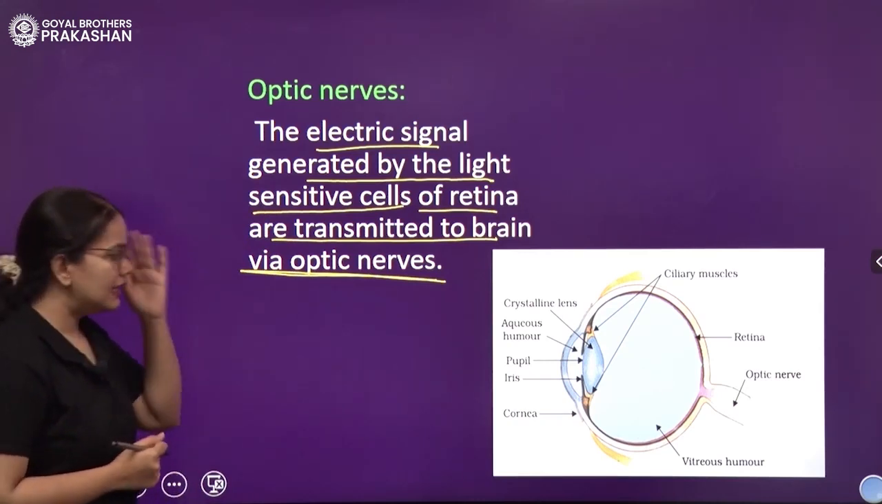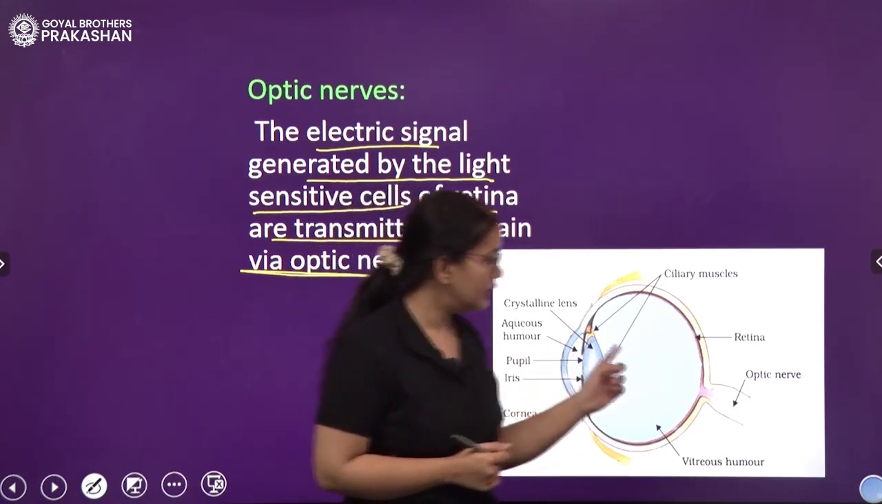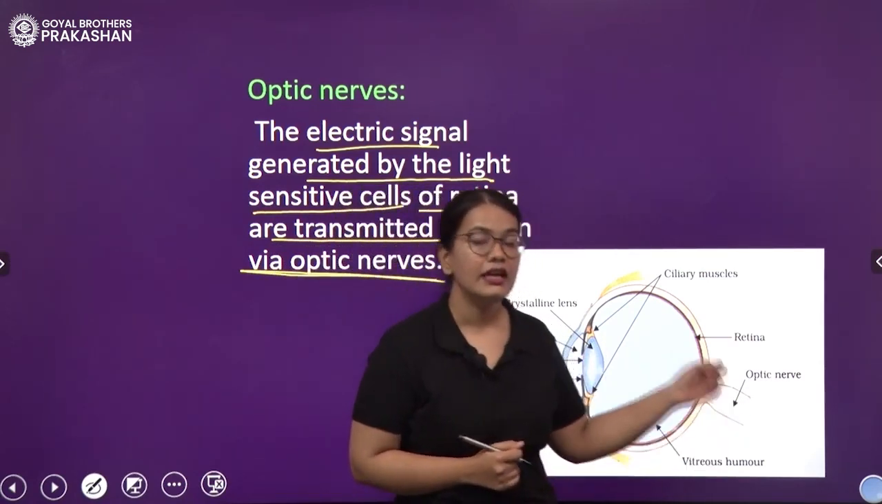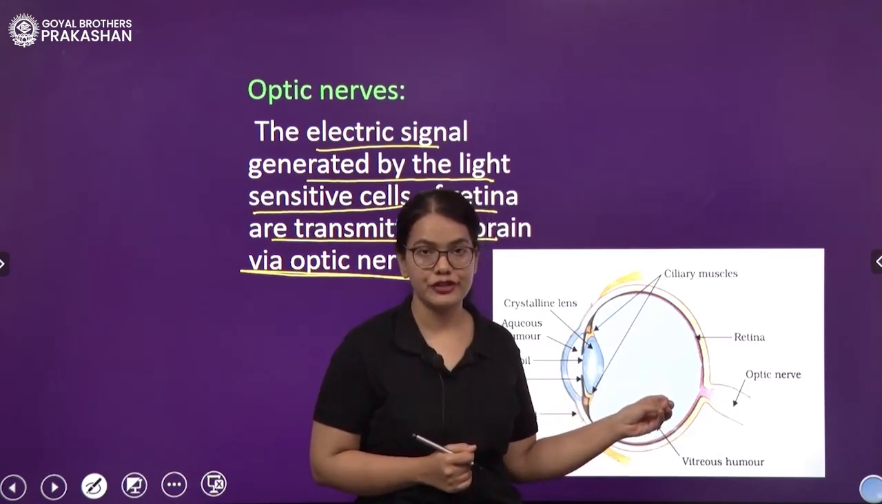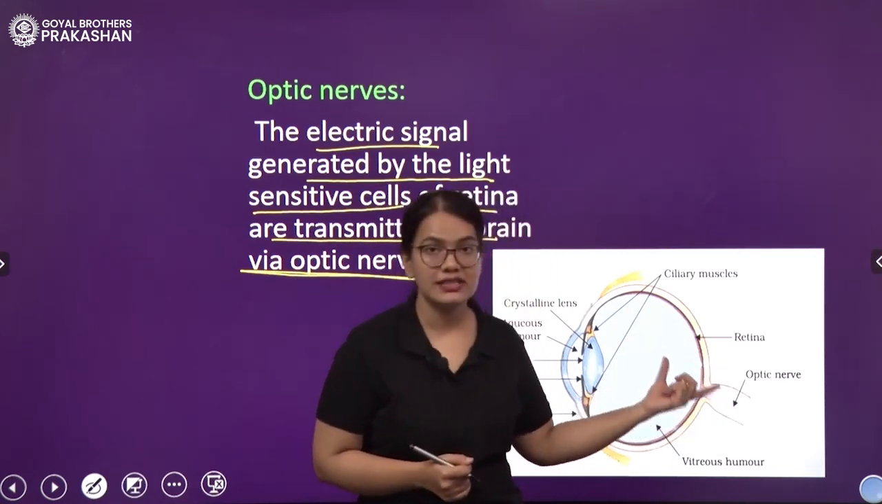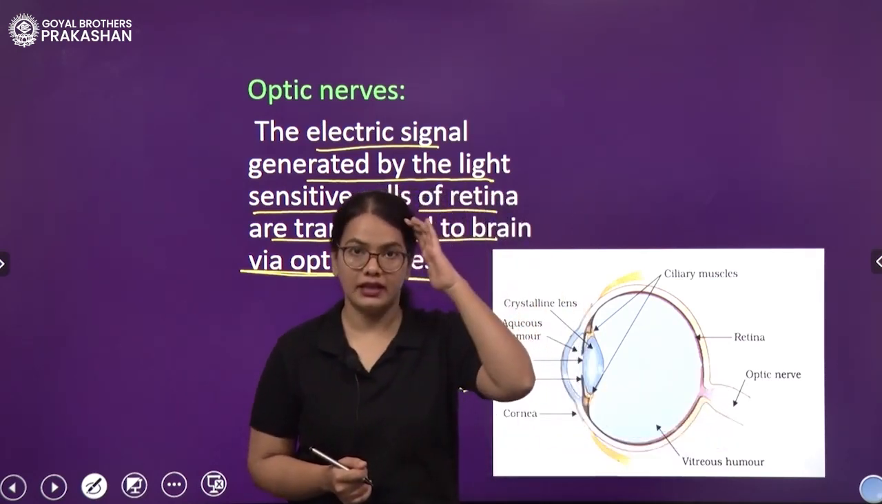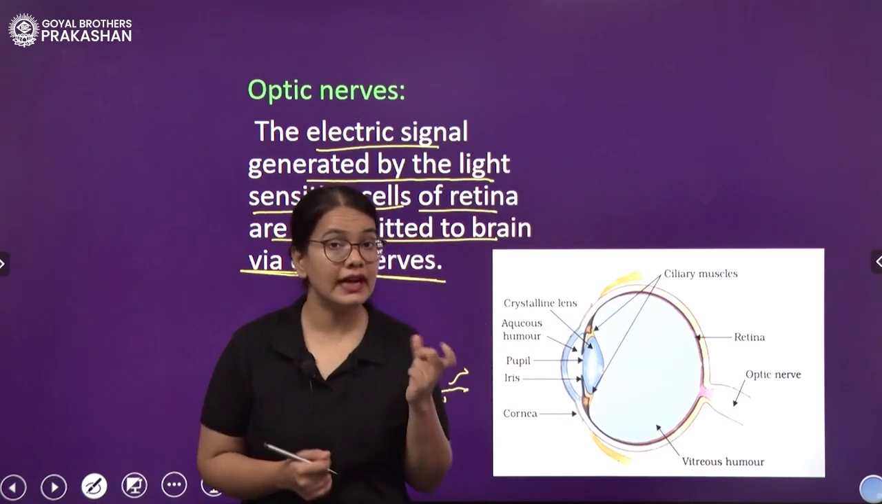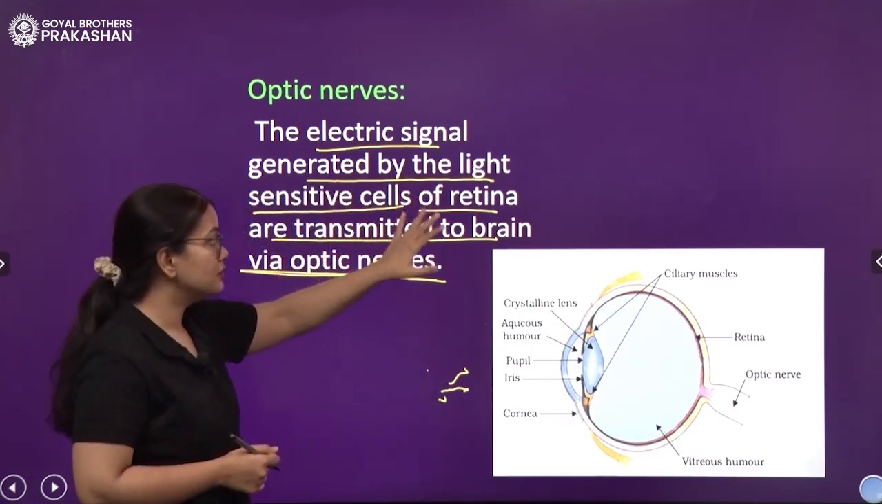Okay, see, the light will enter through the lens, through the crystalline lens, then it will form an image on the retina. Retina has cones and rods that help in the image formation. That image formation signal via optical nerves travels to the brain. Okay, so it has a very important role. It is transferring the electrical signal to the brain.